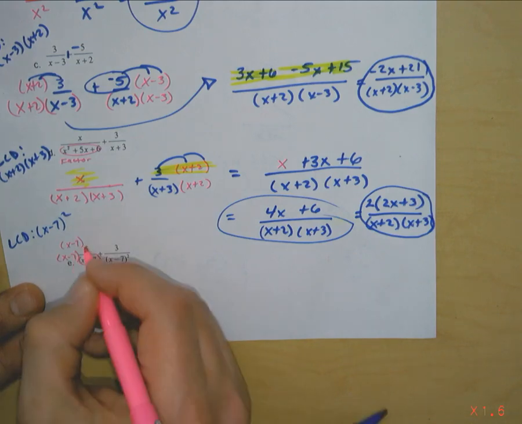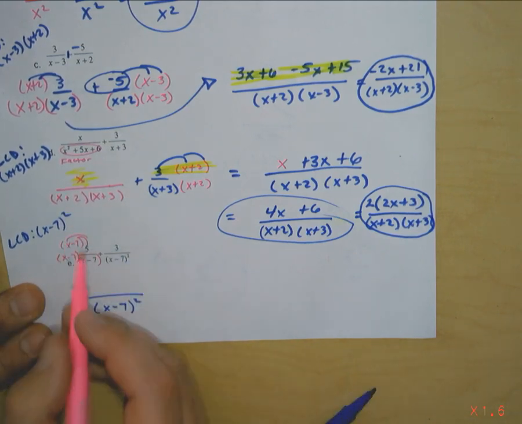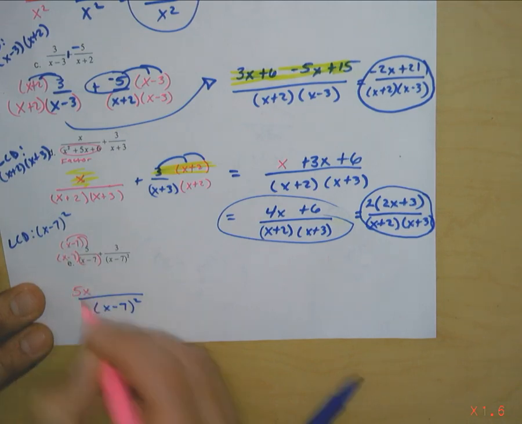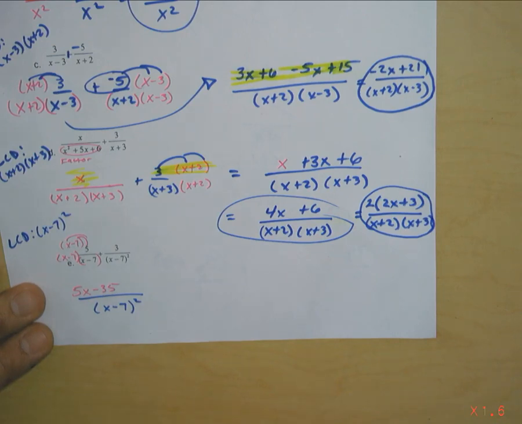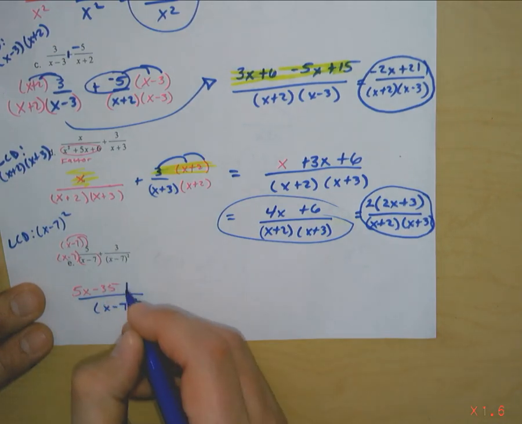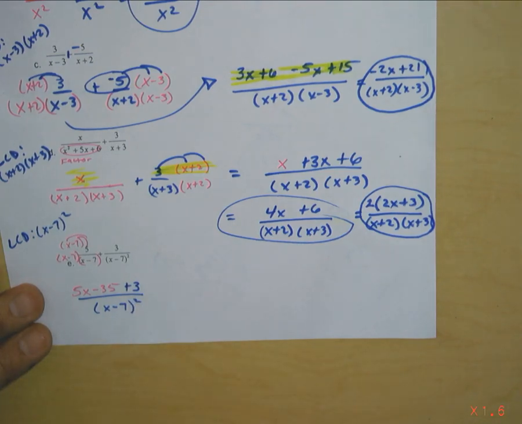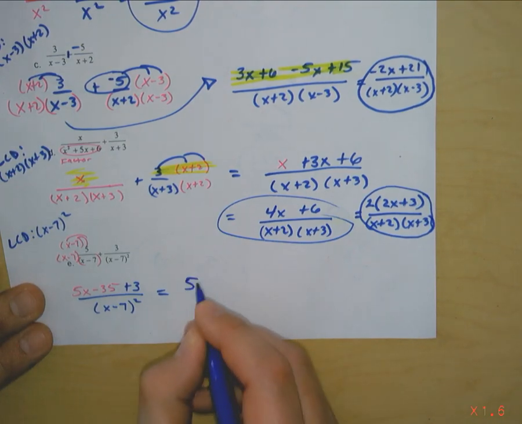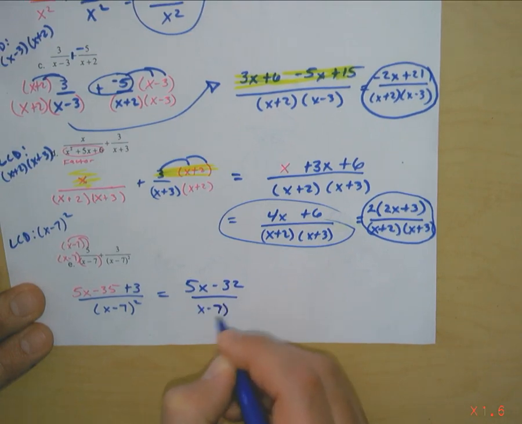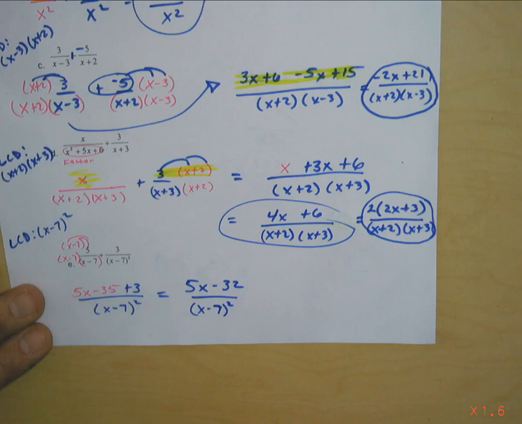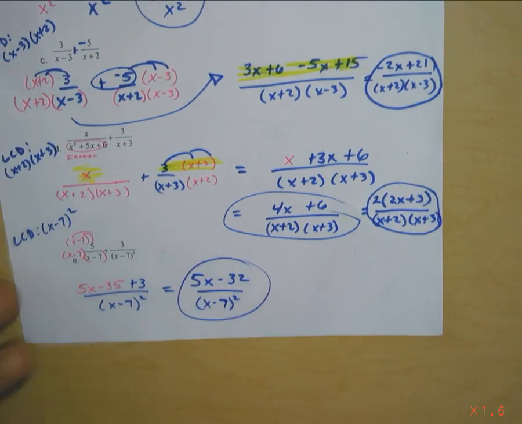I'm going to go ahead and distribute this 5 to both terms. So 5 times x is 5x, and 5 times negative 7 is negative 35. And then this fraction, I don't have to do anything, just add this 3 with it. So for the final answer, just combine your like terms. We get 5x minus 32 over x minus 7 squared. Again, nothing on top reduces anything on the bottom. I can't factor the top to try to reduce anything. So it's pretty much all done.